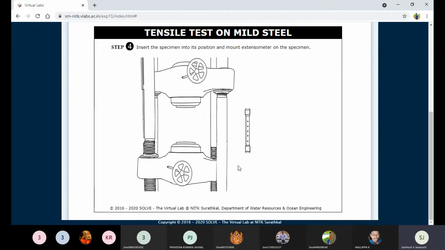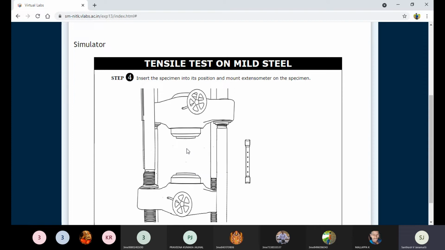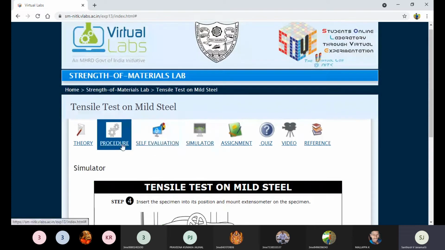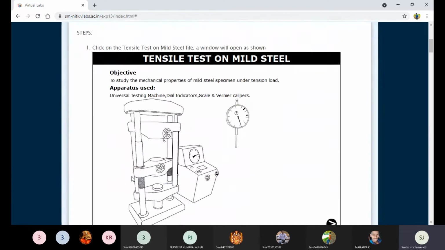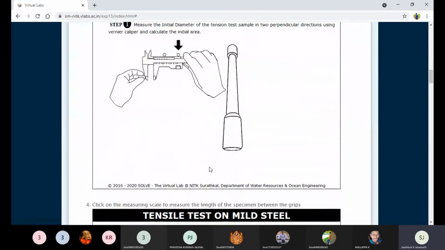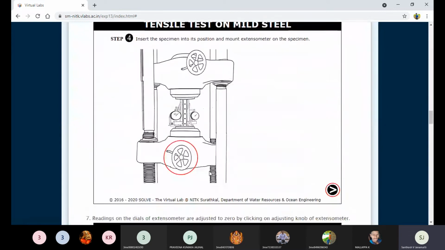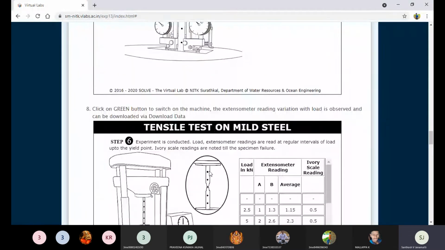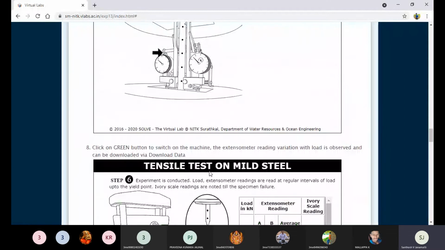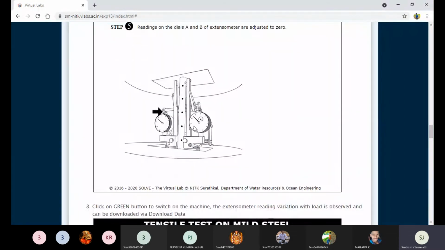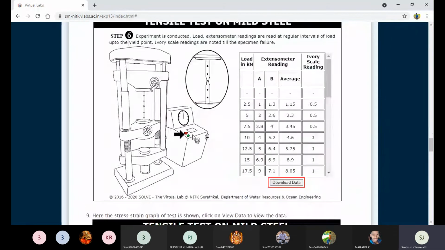I think it is complete now. Once we place the workpiece, the load will keep on increasing, and then we will get these deformations. Here we can see at this stage, the fifth stage, the load has increased to this level.